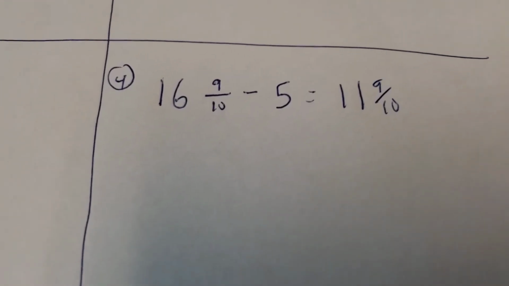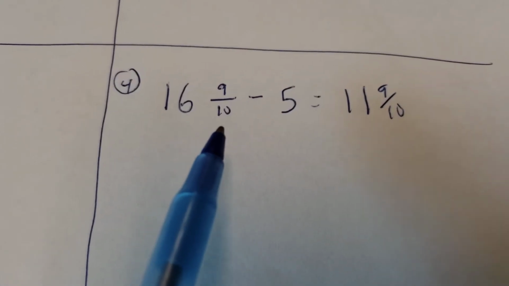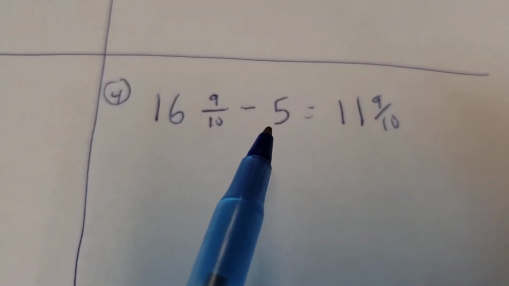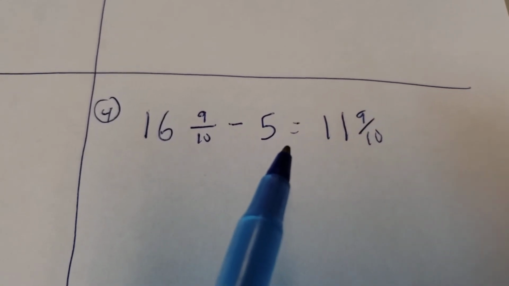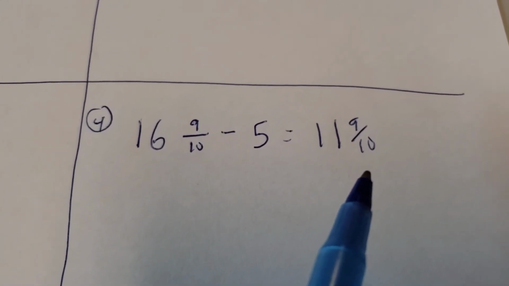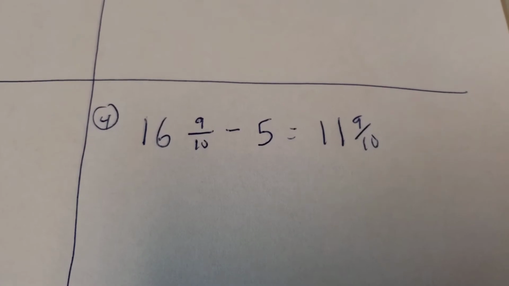All right, now here's a situation that actually plays out pretty well for us. 16 and 9/10 minus 5. Well, if I have 9/10 minus no fraction, that's just 9/10. And 16 minus 5 is 11, and I'm all done with that one.